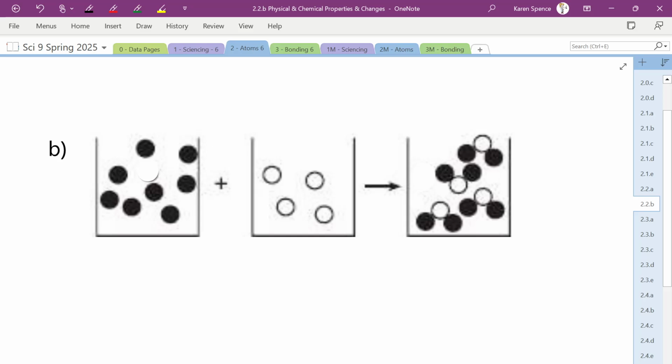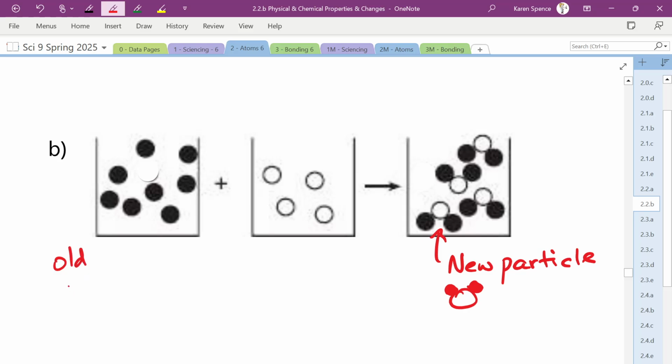Chemical change or physical change? Chemical, because we have new bonds, new particles. We used to just have our old particles, which were separate. Yeah? And now we have the new particle, which is together. That means this is a chemical change. And if it's a chemical change, you don't have to go any further because it's just chemical. Okay?